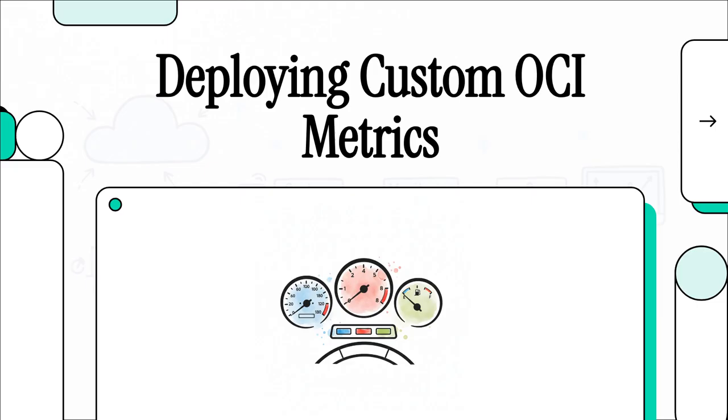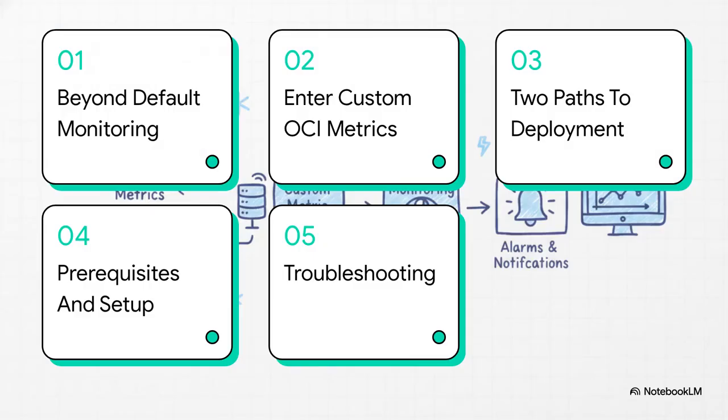Today, we are setting the stage to unlock true business-aligned observability by deploying custom metrics in Oracle Cloud Infrastructure, or OCI. Okay, let's dive into this. Here is our roadmap for today. We're going to look beyond default database monitoring, enter the world of custom OCI metrics, map out 2 different paths to deployment, navigate the prerequisites and setup, and then finally, we'll troubleshoot instance principals. No fluff, just the practical steps.